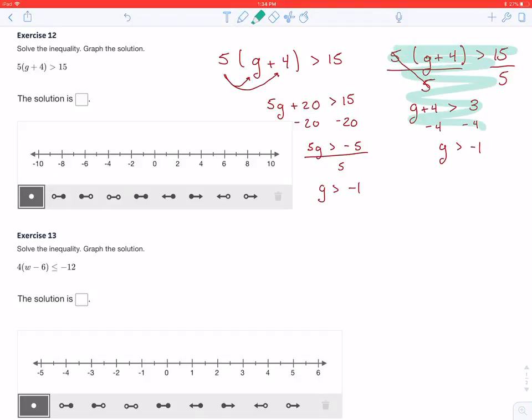I prefer the second way of doing it, because when you get rid of the number outside of the parentheses first, if it's a fraction or a decimal, it makes the whole problem a lot easier. So in that case, after that, for exercise 12, you'd follow it up by graphing the solution.